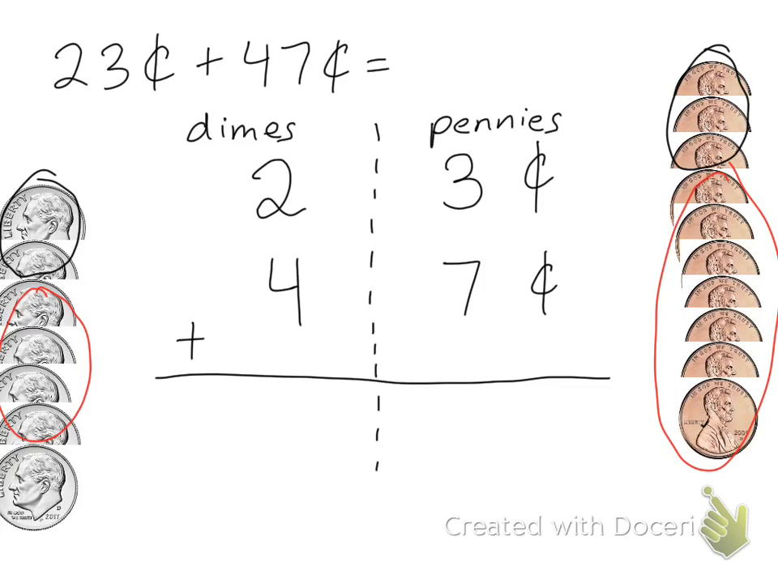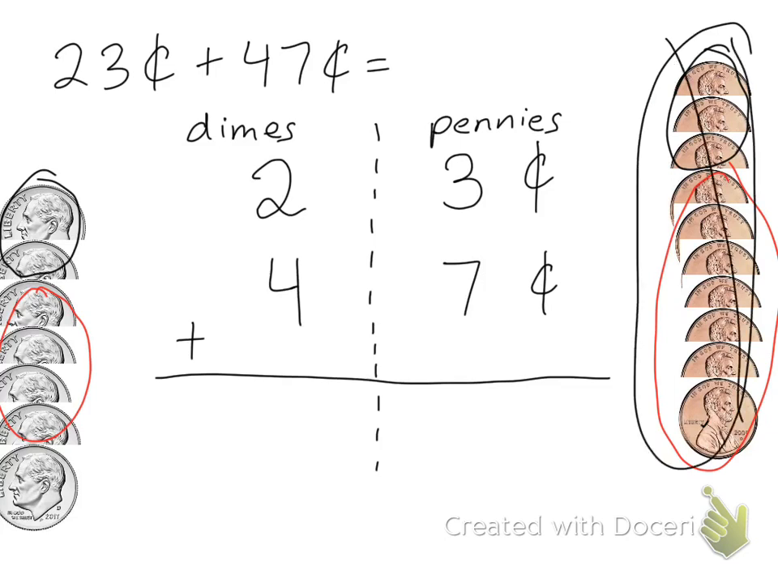So now we're going to add the pennies column first. So 3 plus 7 equals 10. So if I have 10 pennies, I can trade all those pennies for 1 dime. So I'm going to cross them off, and add 1 more dime. So on my chart here, I'm going to put, I have 0 pennies because I traded them for 1 dime.